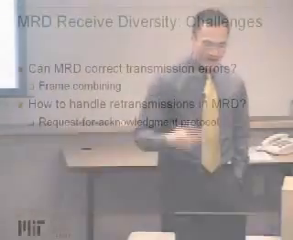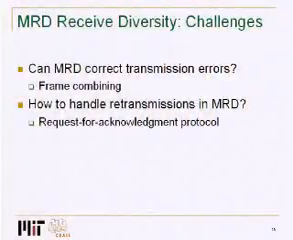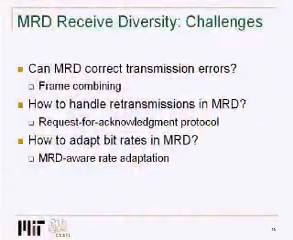Second, if the frame combining algorithm doesn't work, you need to retransmit the frame. How do you do this in the presence of multiple radios in our system? For this, we developed a special feedback protocol called request for acknowledgement. And third, if error correction and retransmission don't work, then we need to adapt the bit rate. How do you do this when multiple radios are around?